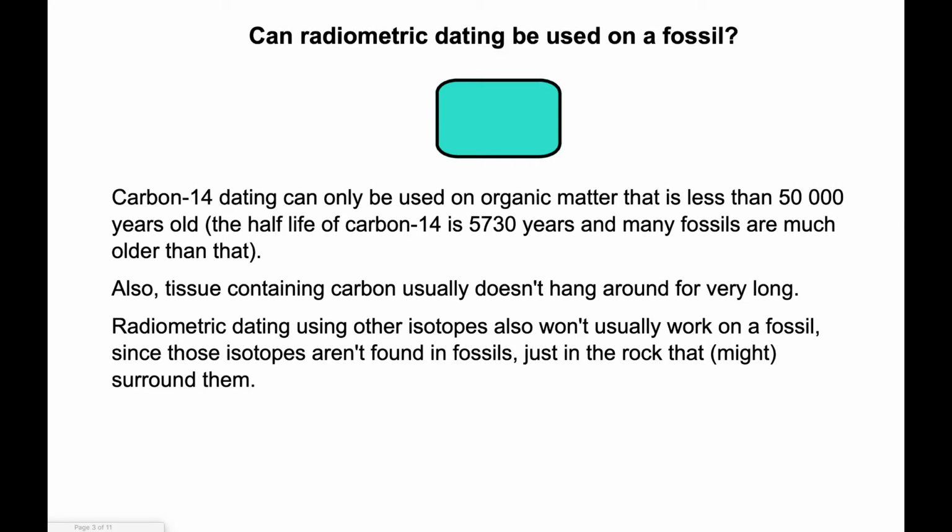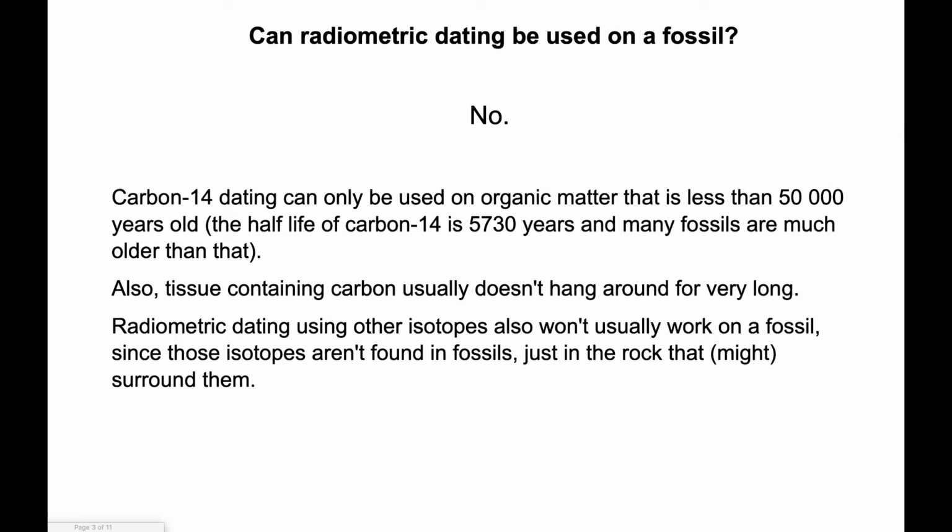So can radiometric dating be used on a fossil? Something like dating uranium isotopes or using carbon-14 dating? The answer is no, probably not. Carbon-14 dating can only be used on organic material that's less than 50,000 years old. And remember, you have to have organic material around still in order to use carbon-14 dating at all.